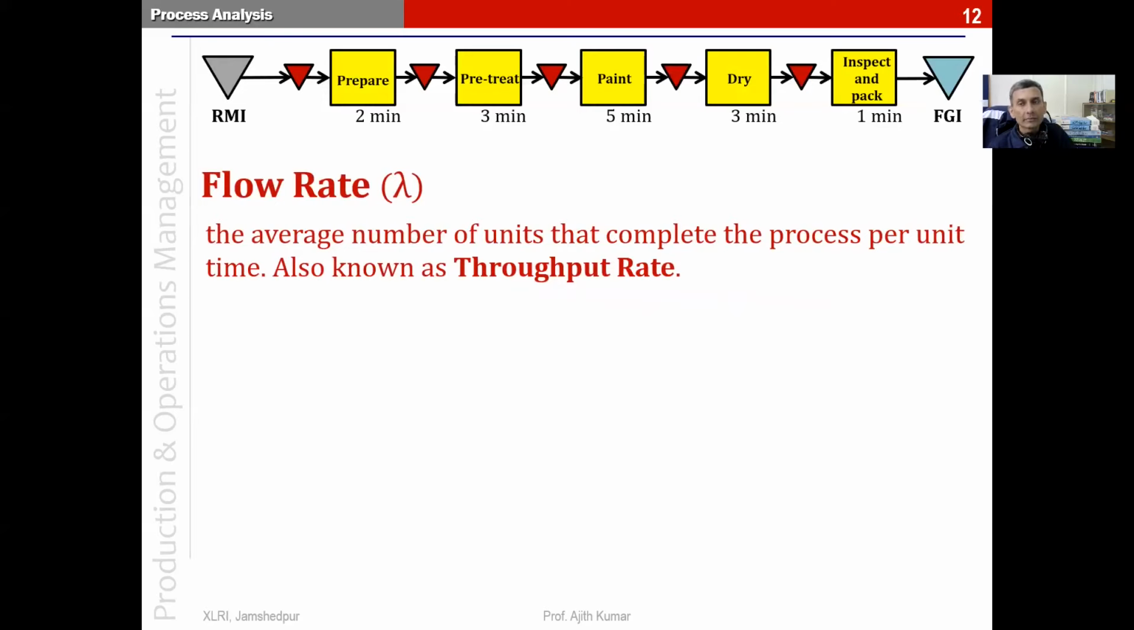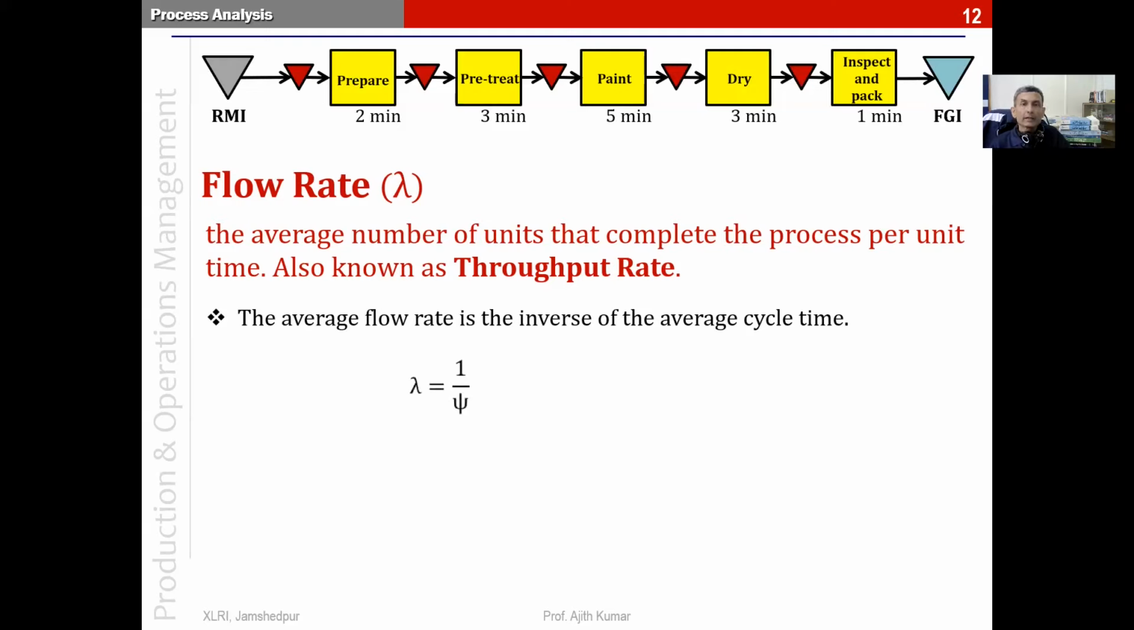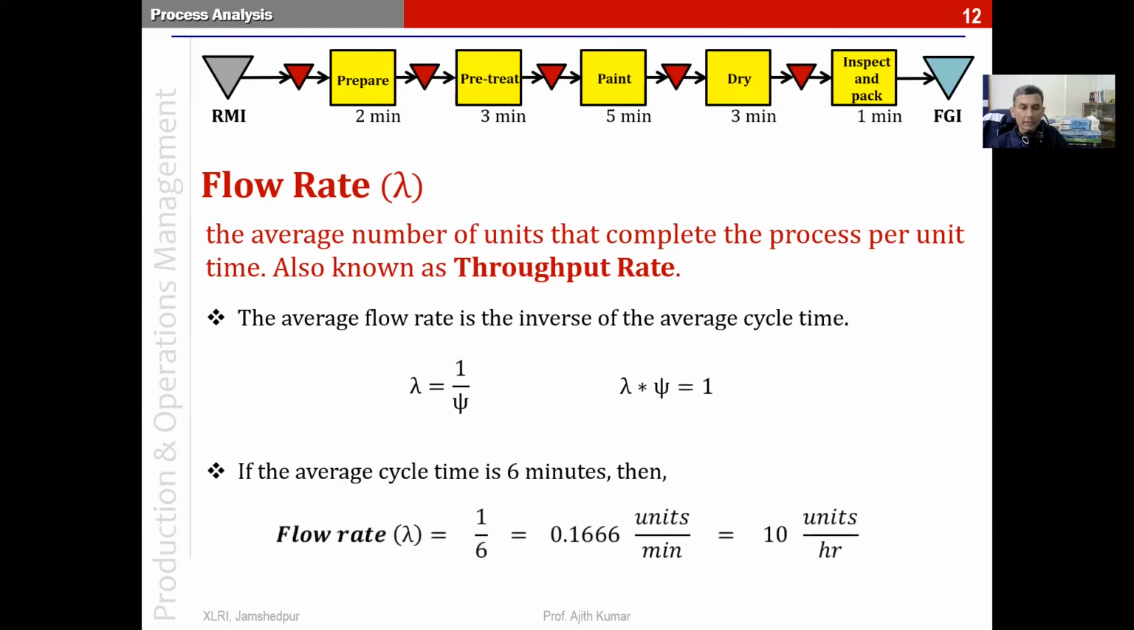Okay, the next concept is flow rate, which is denoted by lambda. The flow rate refers to the average number of units that complete the process per unit time. It is also known as throughput rate. The average flow rate is the inverse of the average cycle time. Lambda is 1 by xi, or you can say lambda into xi equals 1. If the average cycle time is 6 minutes, then the average flow rate would be 1 by 6 or 0.1666 units per minute, which is the same as 10 units per hour.